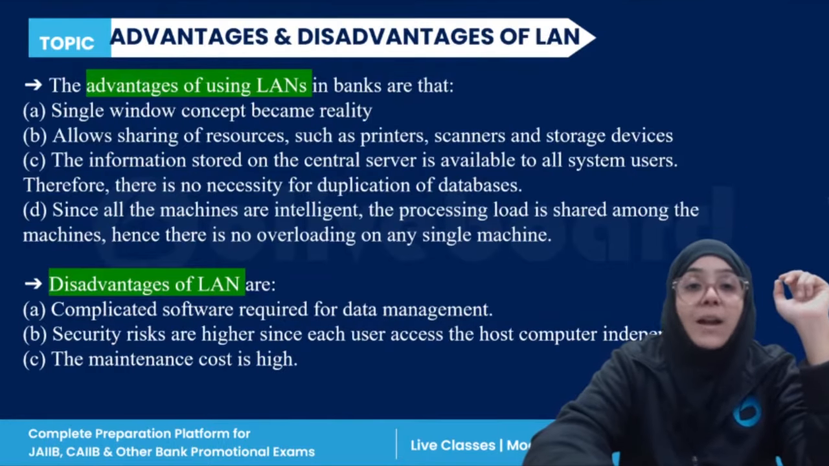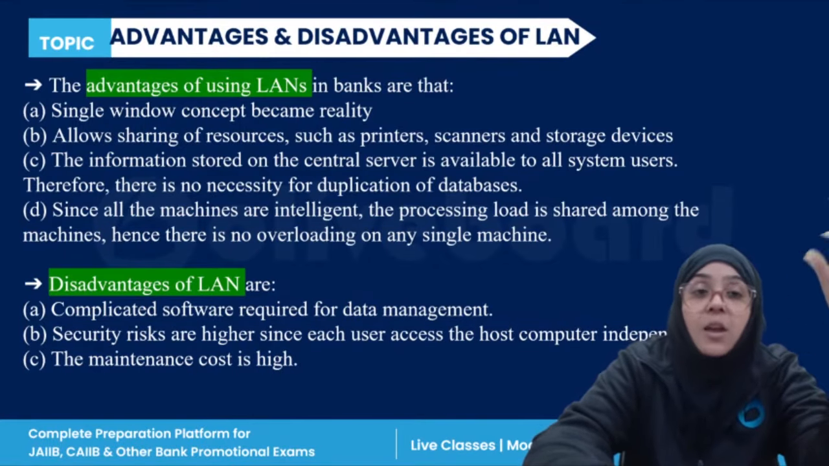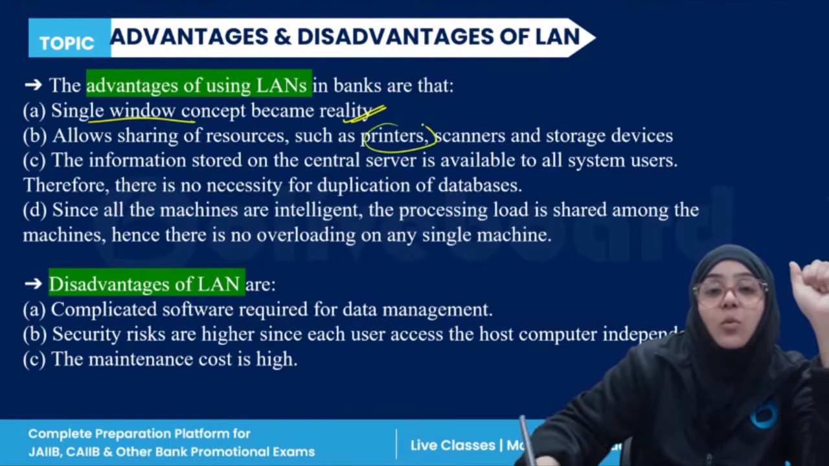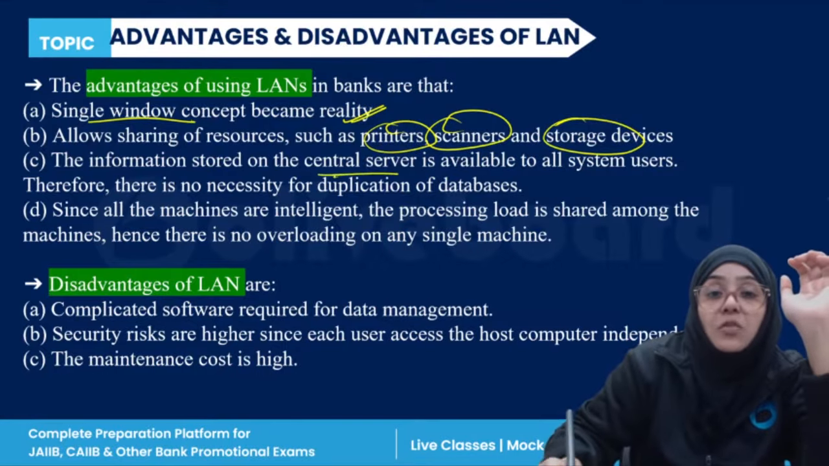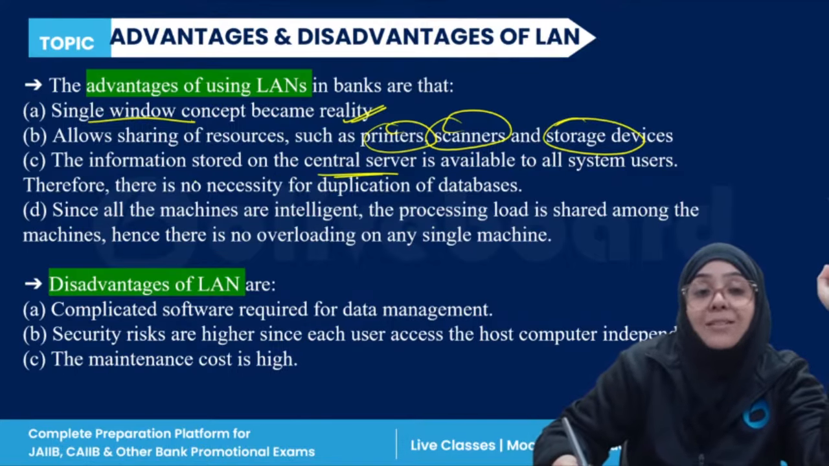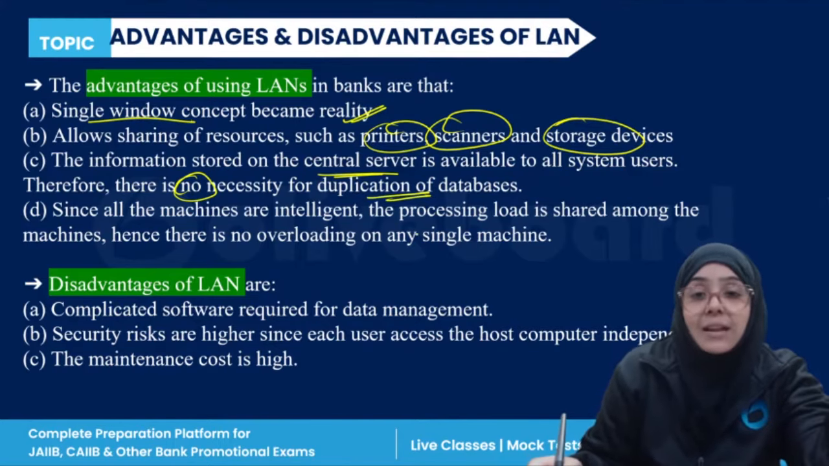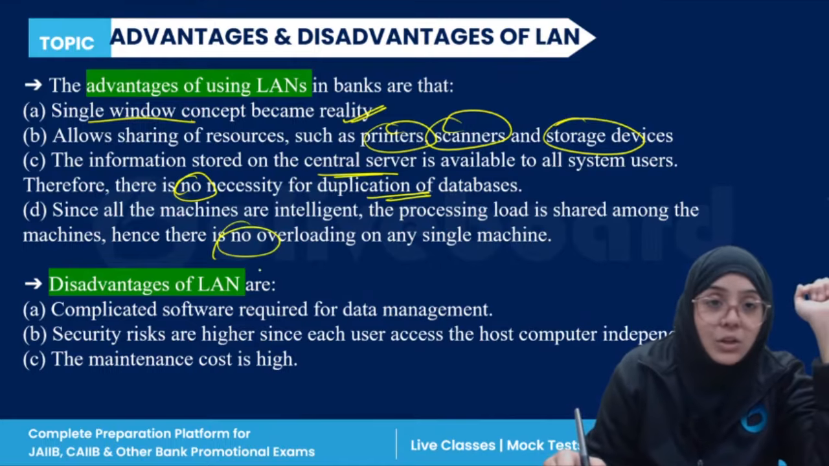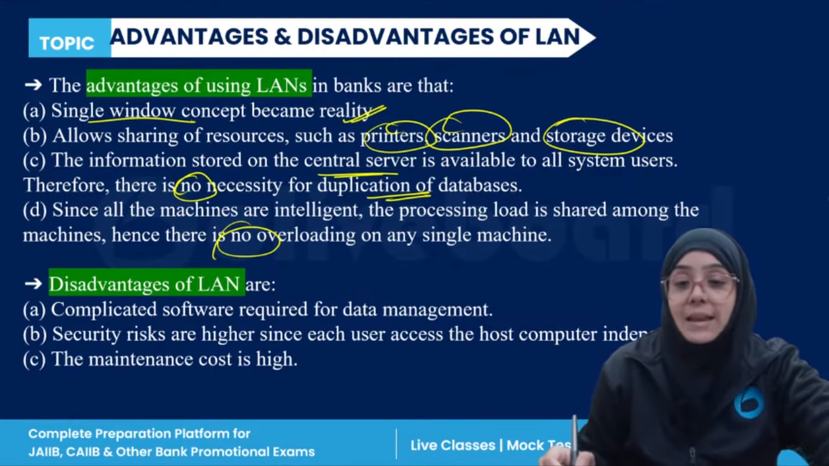Now, there are some advantages and disadvantages of LAN. Advantages: the single window concept becomes reality. It allows the sharing of resources like printers, scanners, and storage devices. The information stored on a central node is available to all the other devices, so there is no need for duplication of data, right? And since all machines are intelligent, the processing load is shared and there is no overload on any single machine, right? So these are some of the advantages of the LAN, local area network.